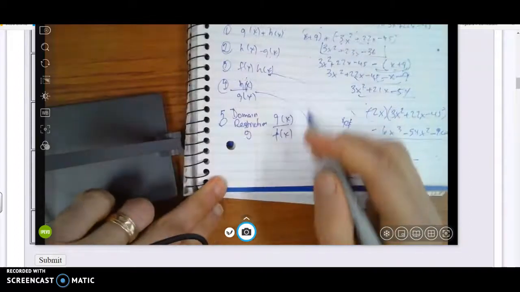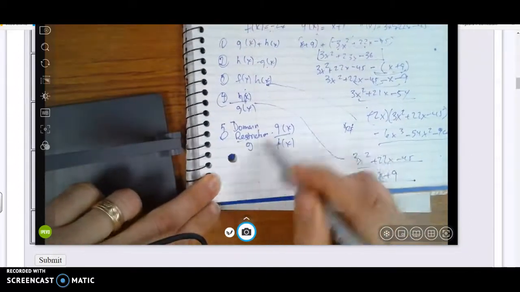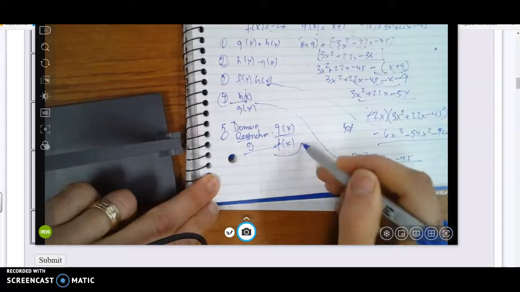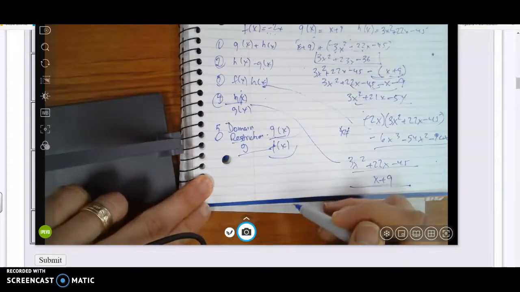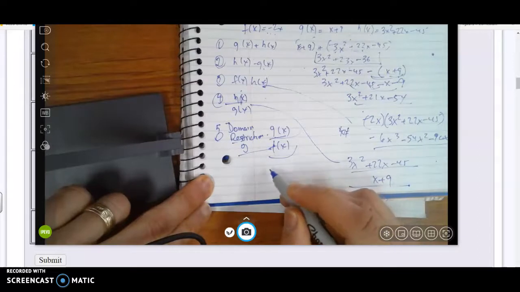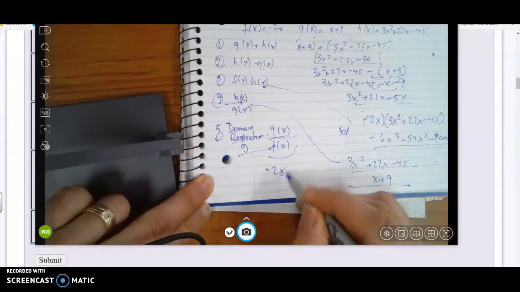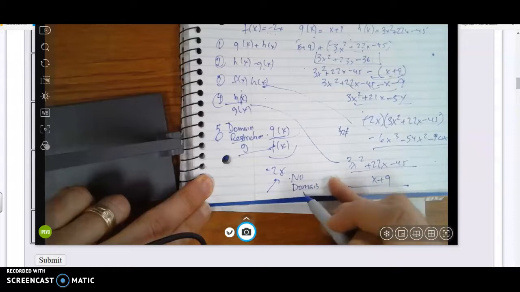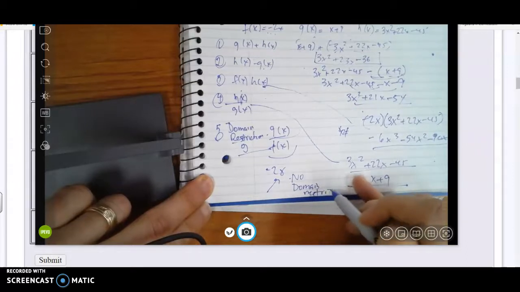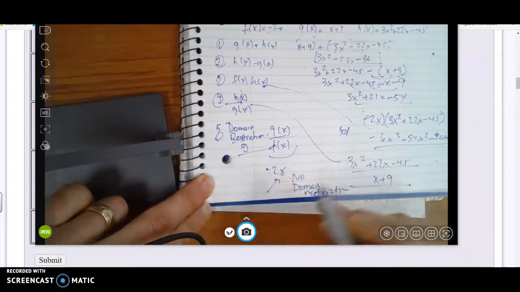Now, in this problem, number 5, it asks what's the domain restriction of g of x over f of x. Well, f of x is negative 2x, so x could be anything here, so there is no domain restriction.